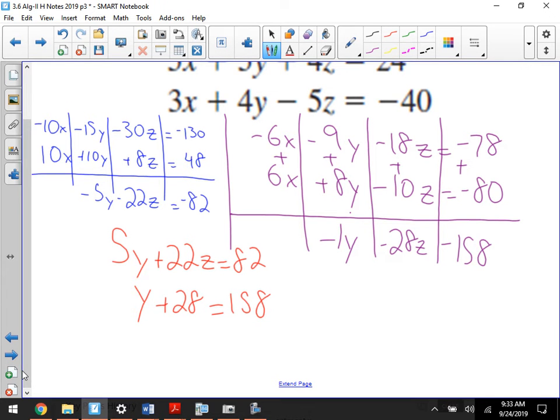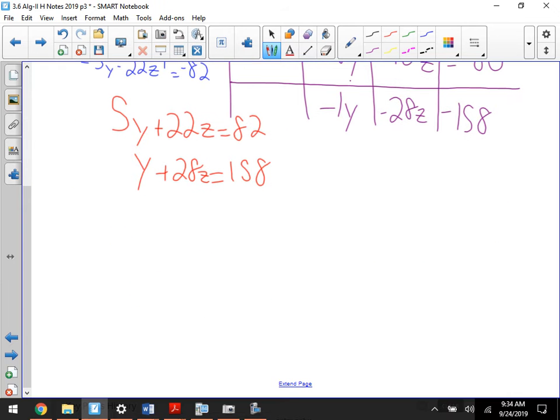What I would do now is I would just use direct substitution. I would say y is, forgot the z, excuse me, y is 158 minus the 28z and just use the substitution. Could you multiply by a scalar and subtract? Sure. But for me, for some reason, I like substitution. I don't know why.